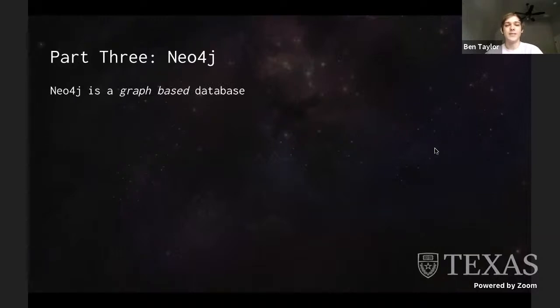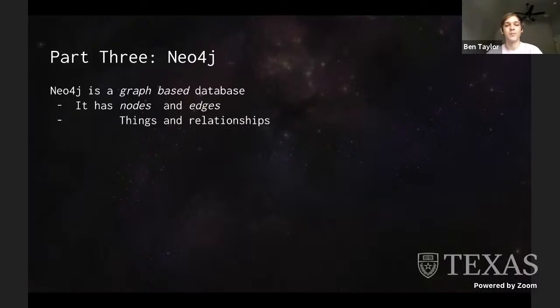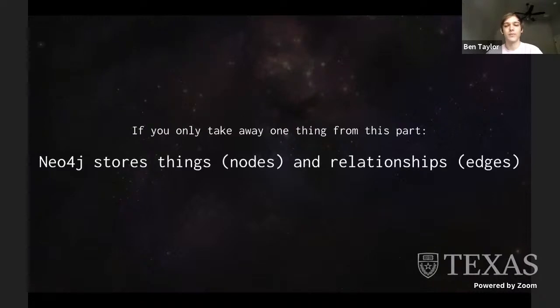So yeah, it's graph-based, which means we have nodes and edges. Nodes are just things, and edges are the relationships between those things. If you take one thing away from this part, Neo4j stores things and relationships. The relationships are the important part there.